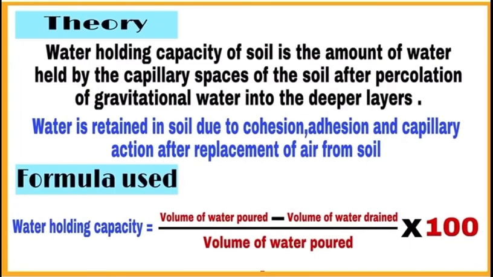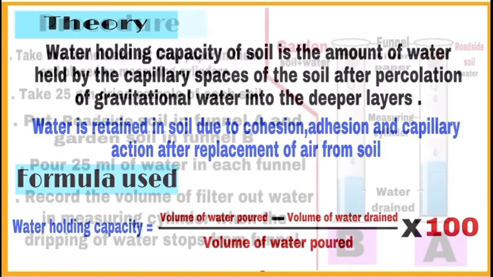Theory part of the experiment. Water holding capacity of soil is the amount of water held by the capillary spaces of the soil after percolation of gravitational water into the deeper layers. Water is retained in the soil due to cohesion, adhesion and capillary action after replacement of air from soil. Now after this, write the formula used for calculating water holding capacity. It is equal to volume of water poured minus volume of water drained divided by volume of water poured and then multiply it by 100.